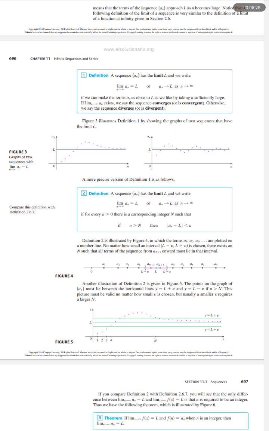Definition 2 is illustrated by figure 4, in which the terms a_1, a_2, a_3 are plotted on a number line. No matter how small an interval (L - epsilon, L + epsilon) is chosen, there exists an N such that all terms of the sequence from a_(N+1) onward must lie in that interval.